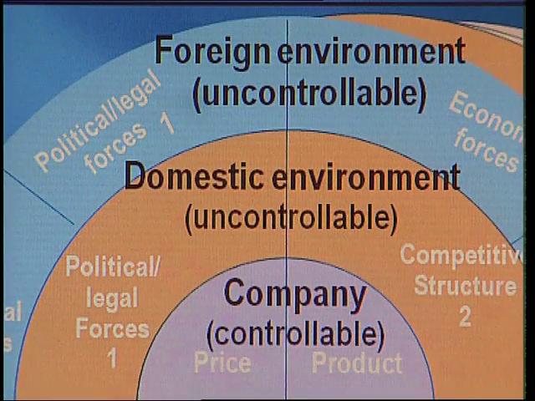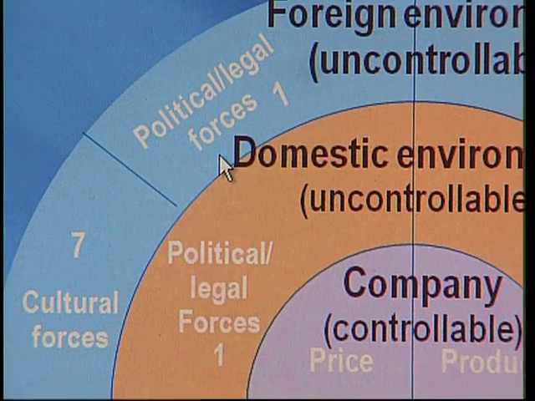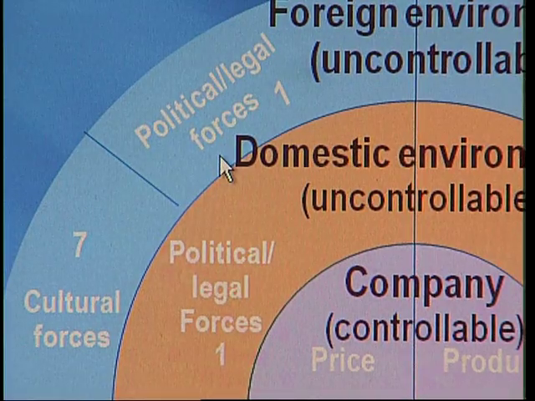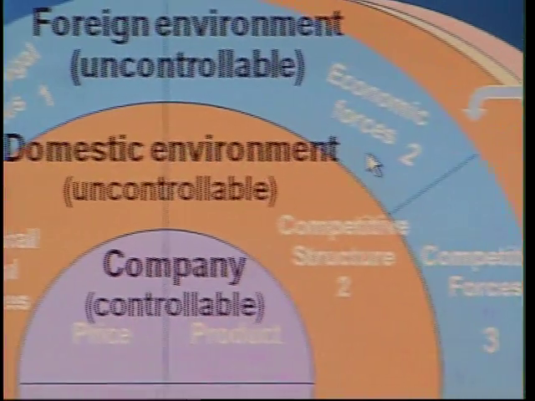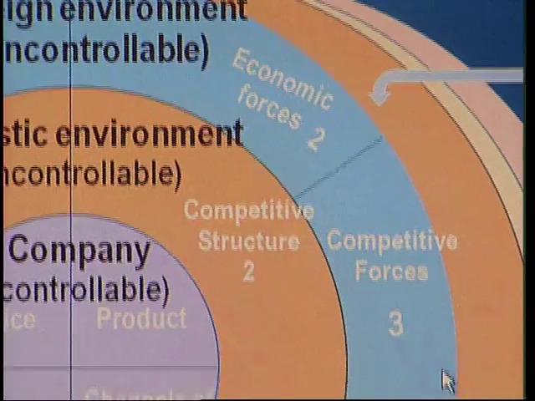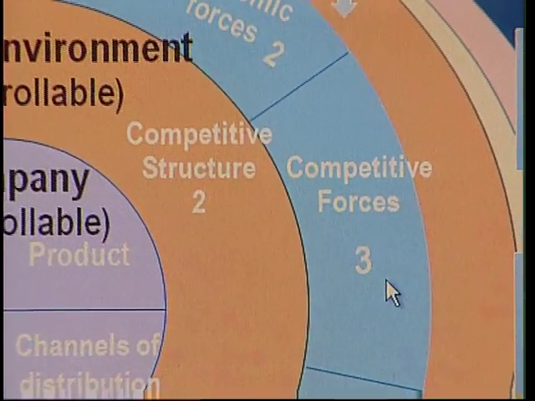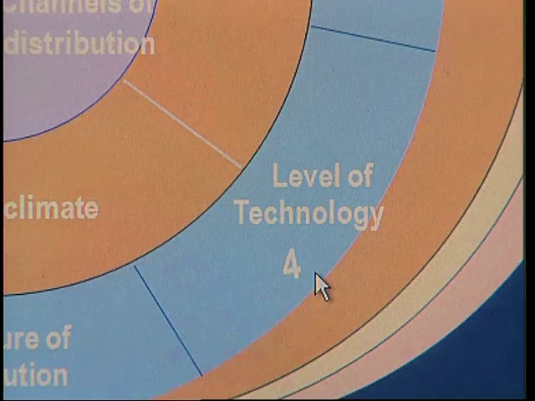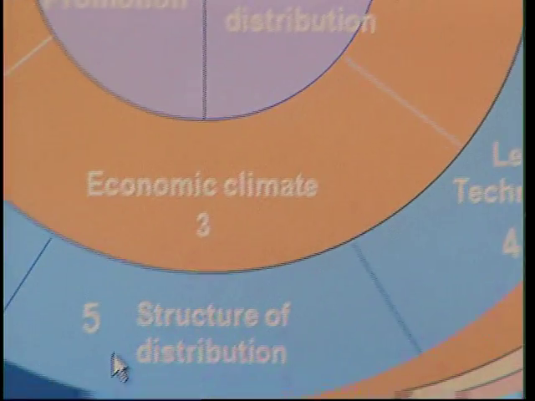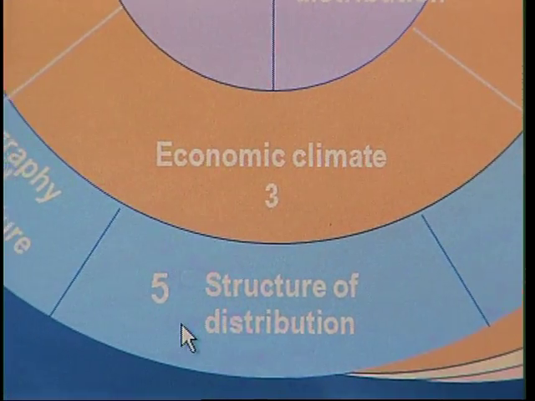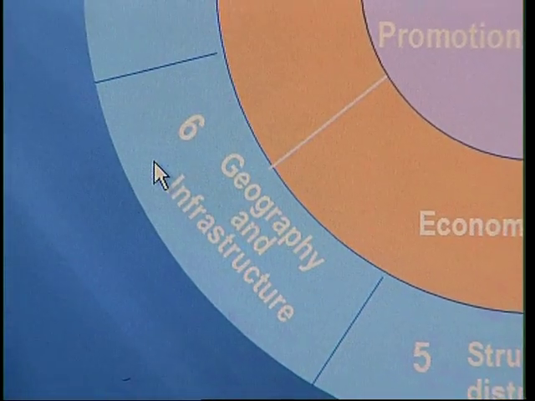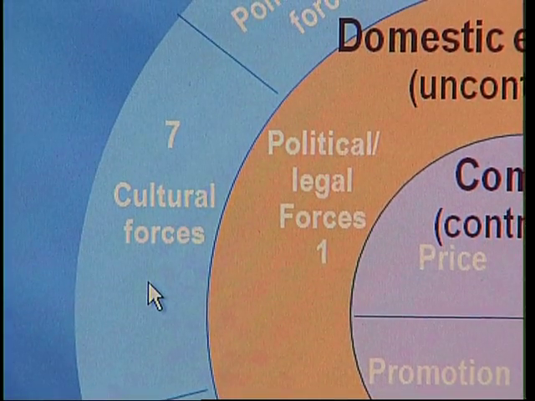And the third circle consists of 7 forces. These forces are called foreign uncontrollables. These forces are: number 1, political or legal forces; number 2, economic forces; number 3, competitive forces; number 4, level of technology; number 5, structure of distribution; number 6, geography and infrastructure; number 7, cultural forces.